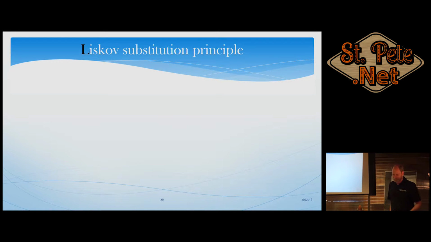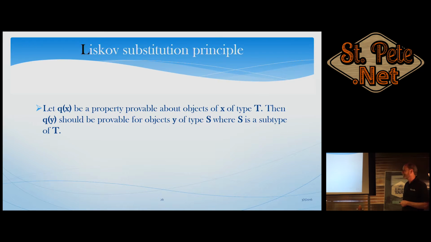Liskov substitution principle. This is what I love. Have you ever read the formal definition? Yeah, the mathematical one. Let Q sub x be a property provable on objects of x of type T. Yeah, no. If you write something that takes a base class as a parameter, it must accept any derived class and function properly. So if we had a biology system and I wrote a class that has a method that takes an animal, I better be able to pass it a dog, a parakeet, a bacteria, anything, and it better work. Otherwise it doesn't take animal.